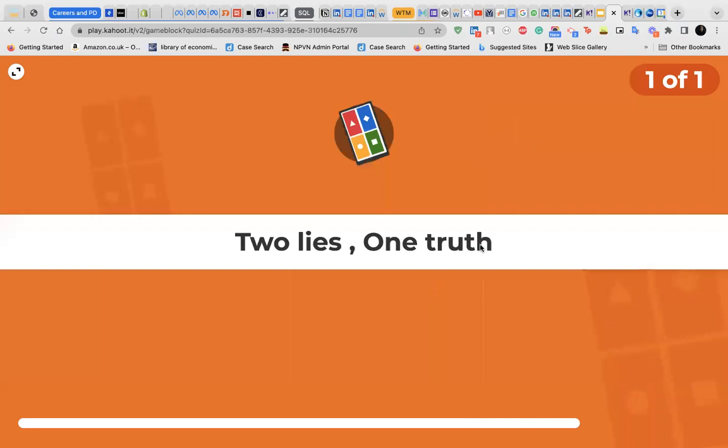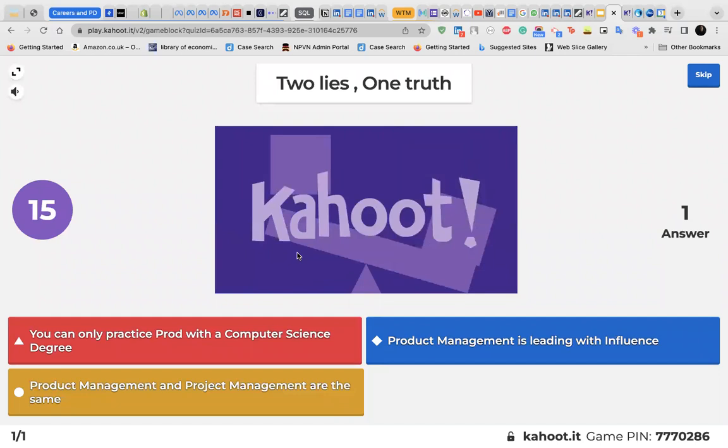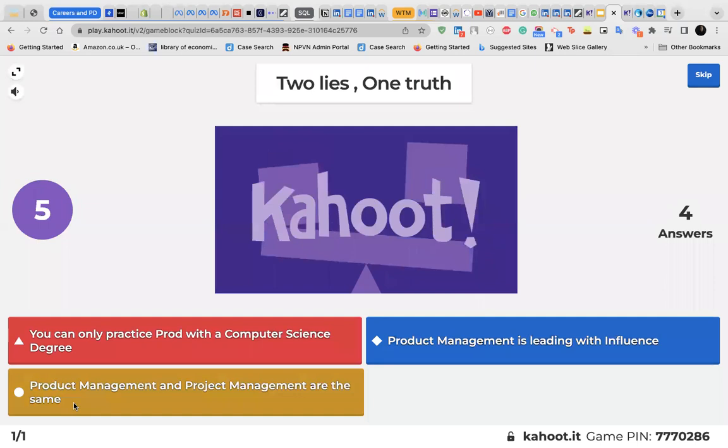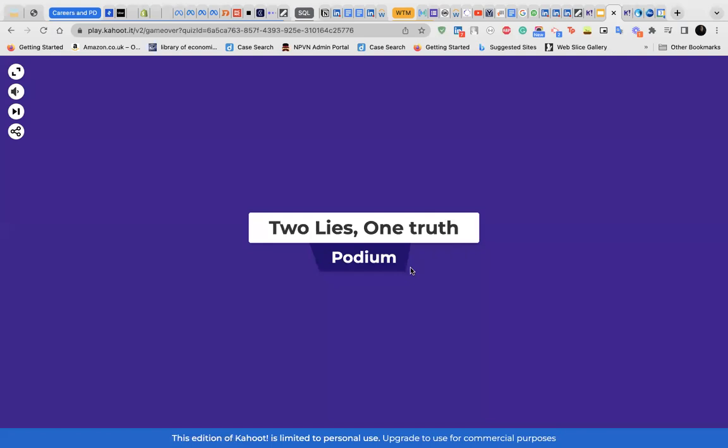Basically, there are two lies and one truth. You can practice product management with a computer science degree. Product management is dealing with influence. Product management and project manager are the same. Which one is the truth and where are the lies? Right, next. Just one person got the answer.